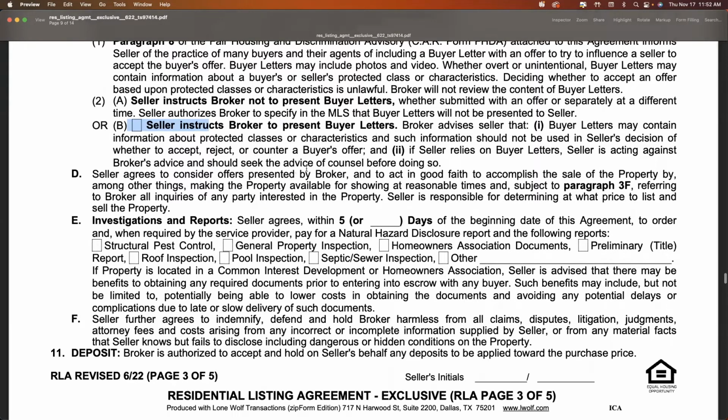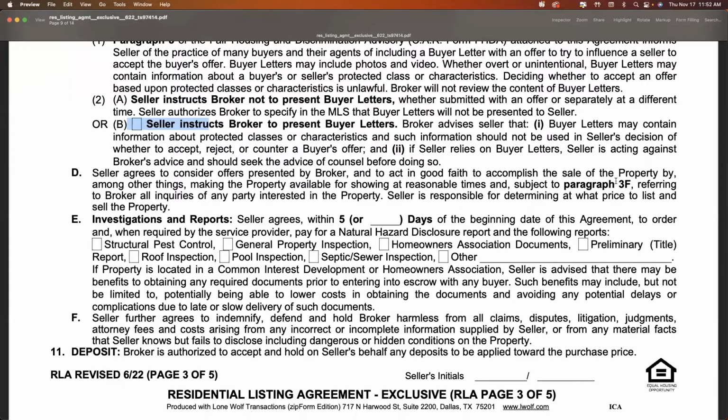Seller agrees to consider offers presented by broker and to act in good faith to accomplish the sale of the property by, among other things, making the property available for showing at reasonable times and subject to paragraph 3F, referring to broker all inquiries of any party interested in the property. Seller is responsible for determining at what price to list and sell the property. Investigations and reports.